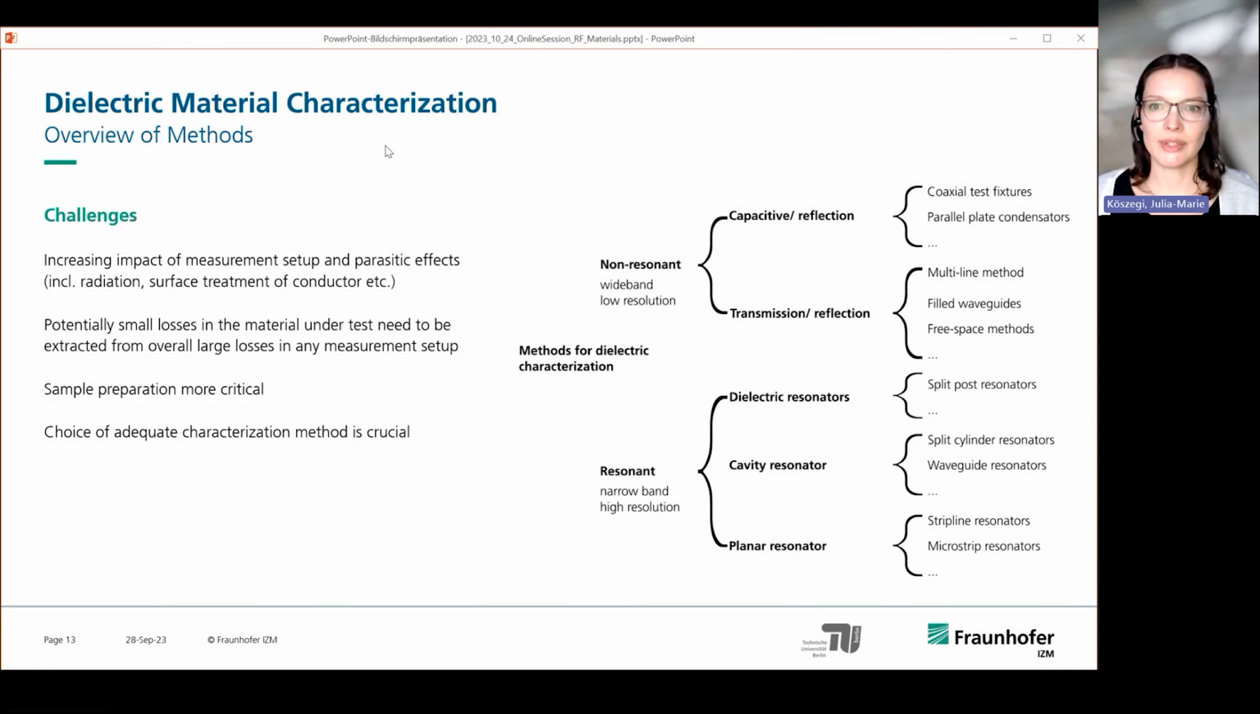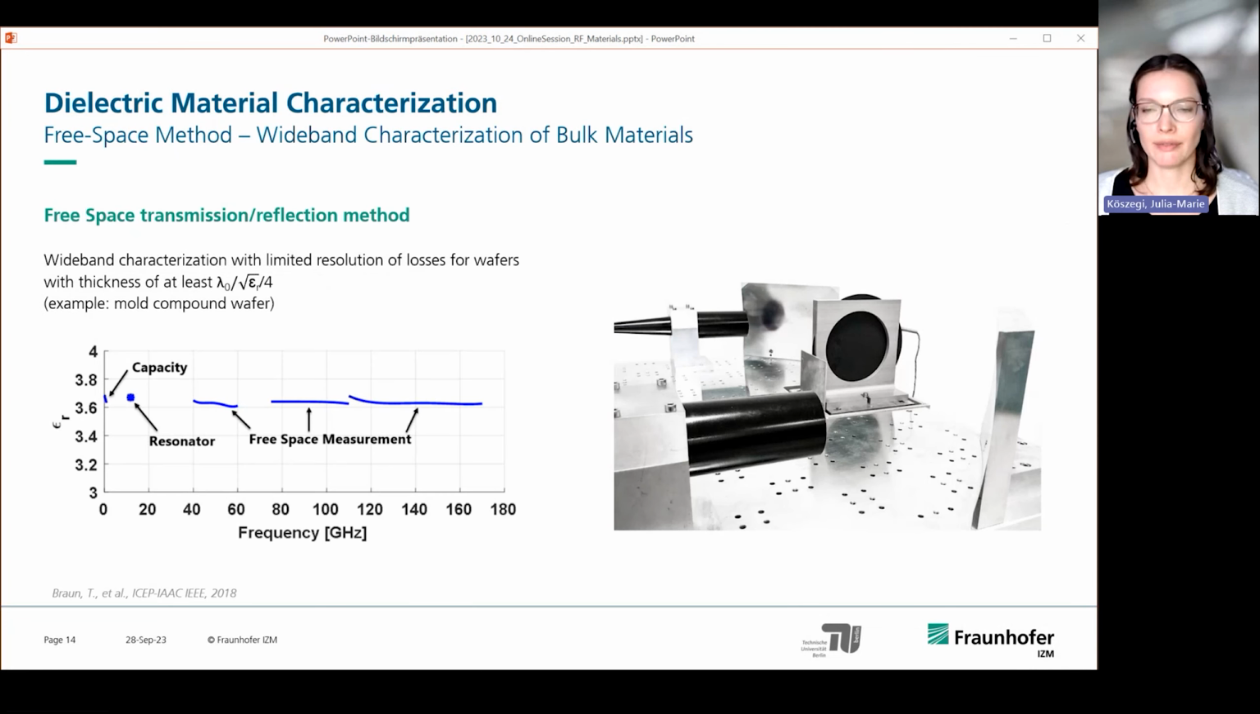I have 3 examples here to explain that. First is a free space method. You have 2 antennas, and these are mirrors here in the back and in the front.